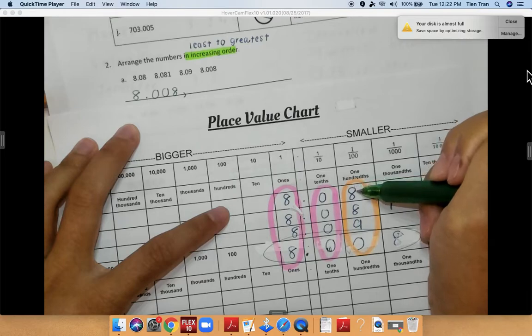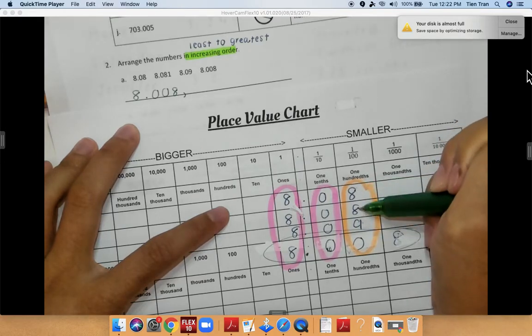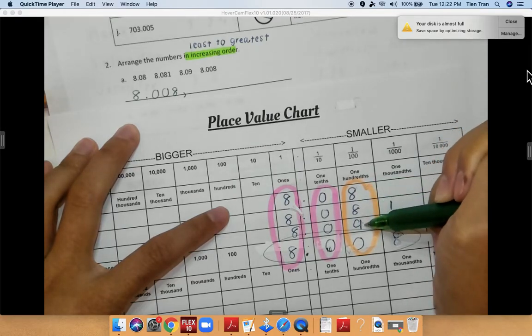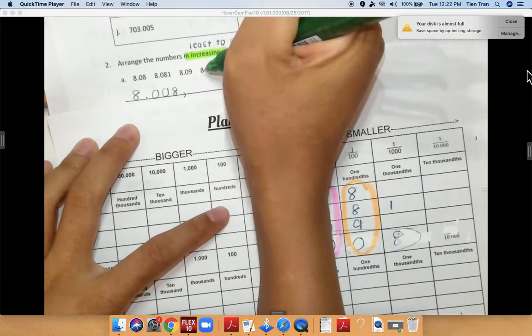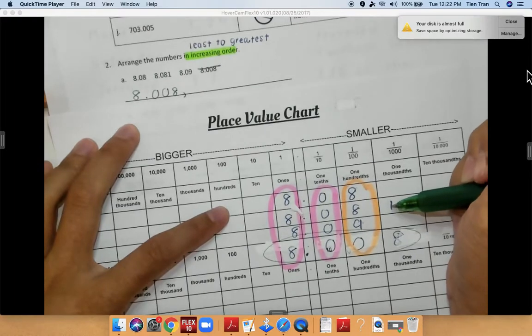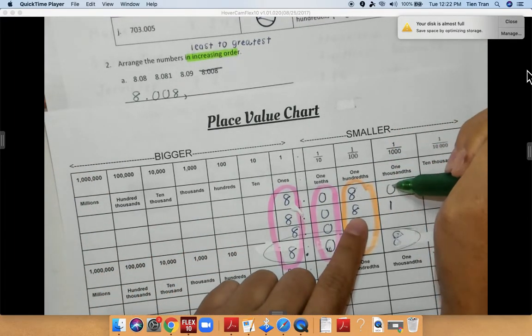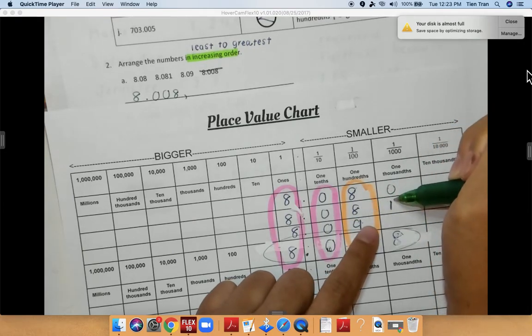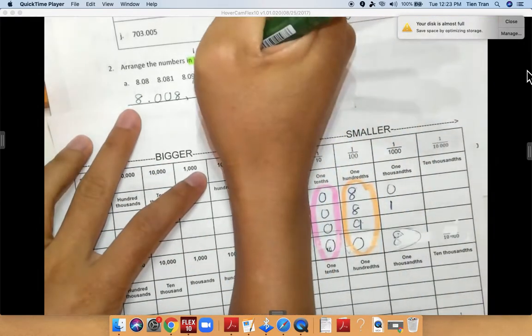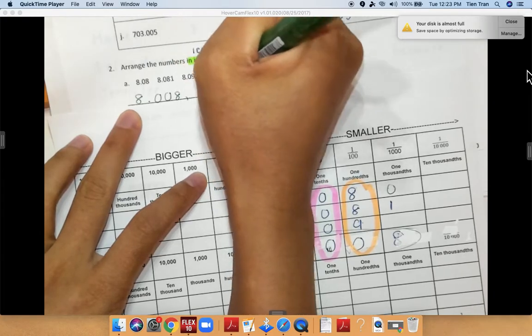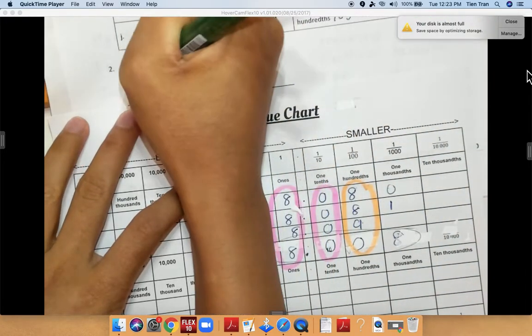And then next, we're going to look again. So again, we have 8, 8, and 9. We know that 8 is smaller than 9, so 9 is going to go at the very end, right? So let's see what goes next. Is it going to be 8.0 or 8.1? 8.0 is smaller. So I'm going to write down that number, 8.08, and cross it off.